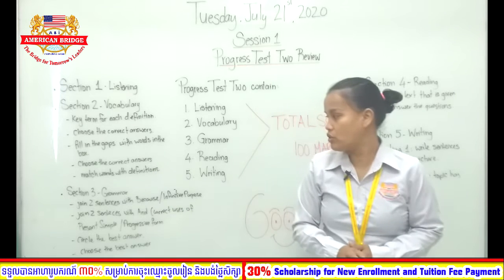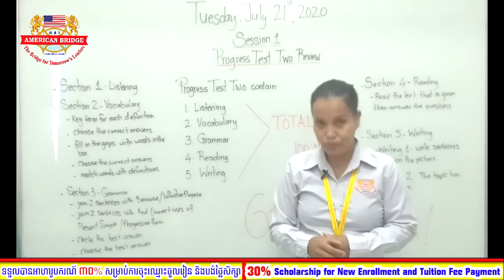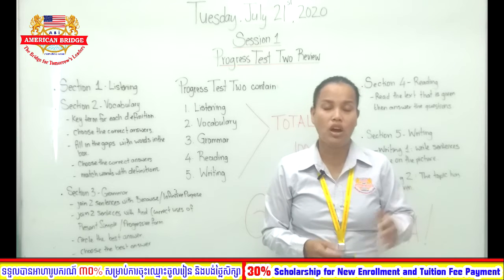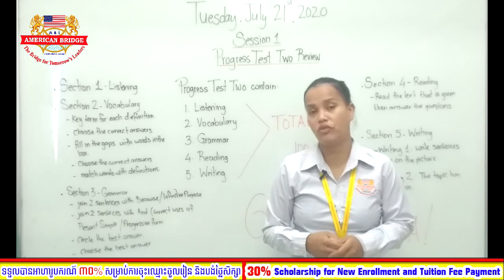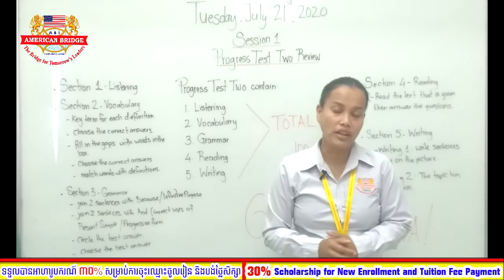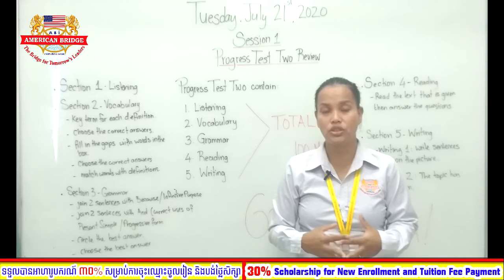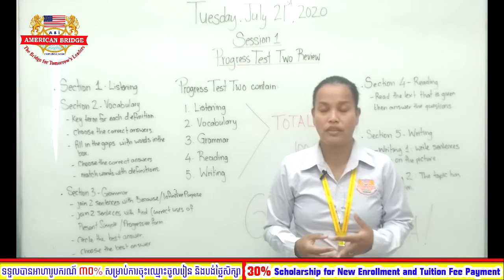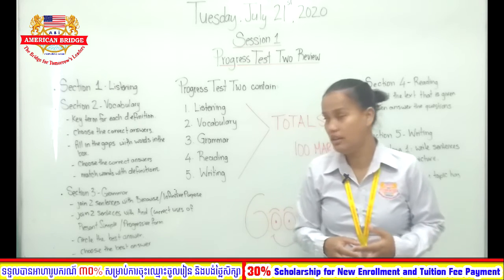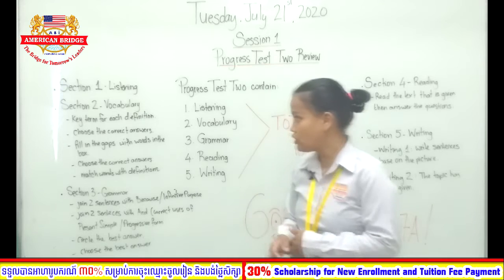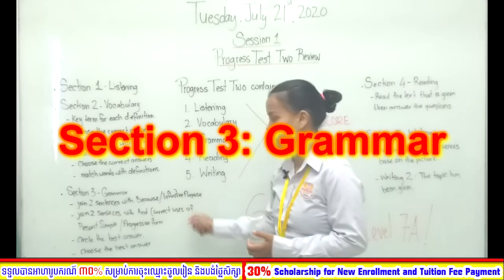Then you need to match the words with definitions, right? In one column there's a list of vocabulary words and in the right column are the definitions. What you need to do is join the two together to make the right definitions and answers, okay?